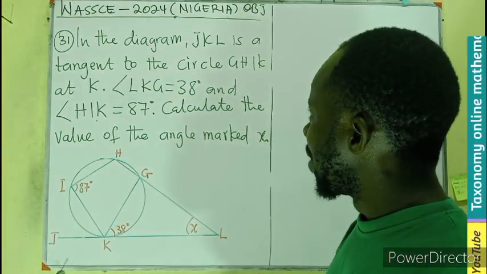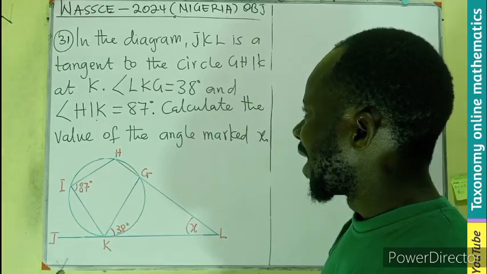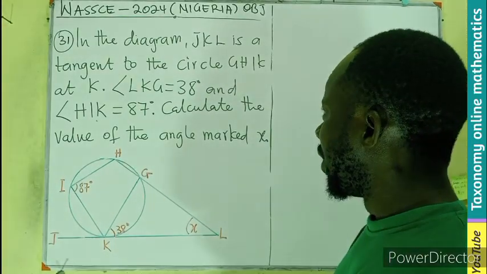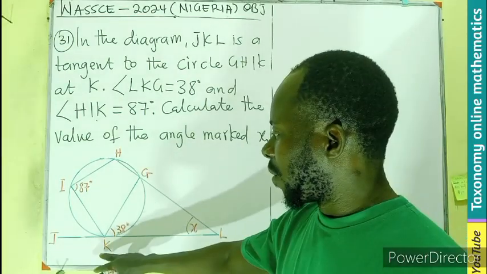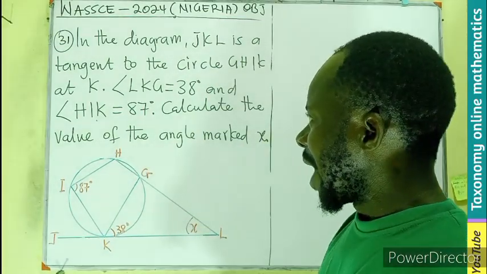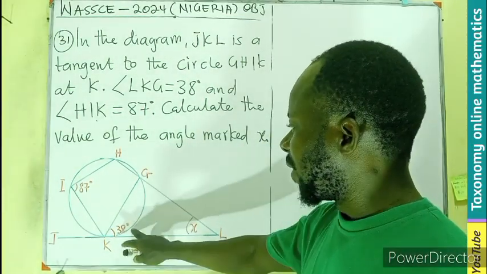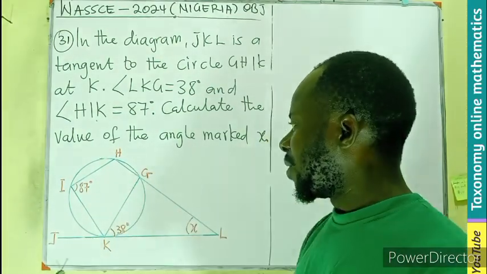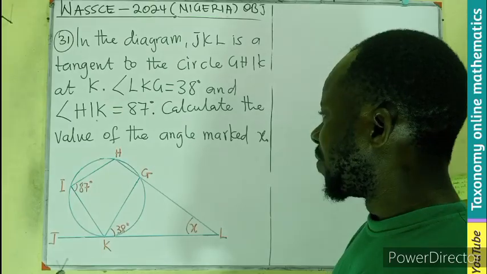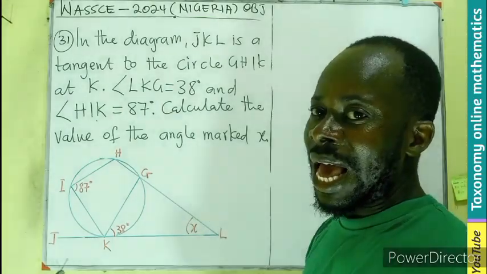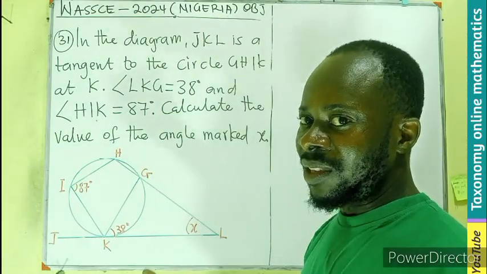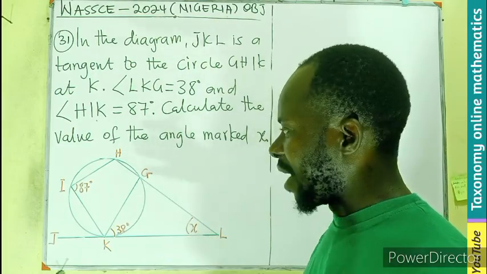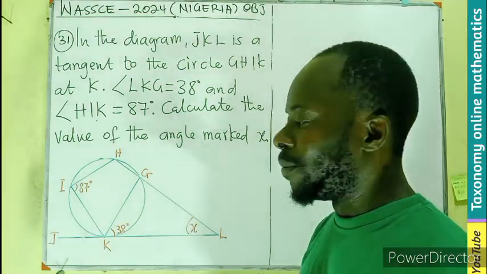So in the diagram, we see JKL is a tangent to the circle GHIK at the point of tangency K. So the angle LKG is 38 and the angle HIK is 87. We have to calculate the value of the angle marked X. There are various properties we can use to find the answer, but I'll use a few of them to arrive at the answer.